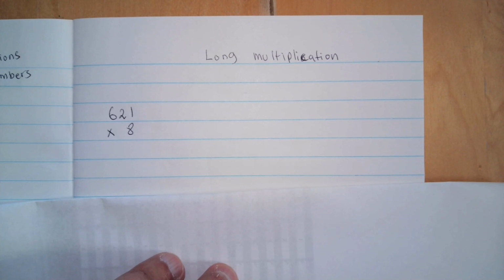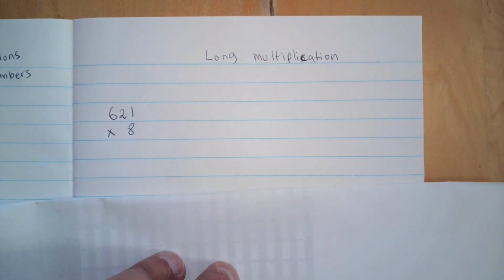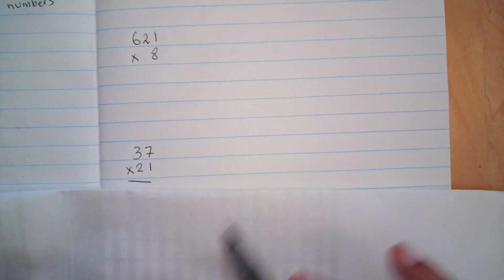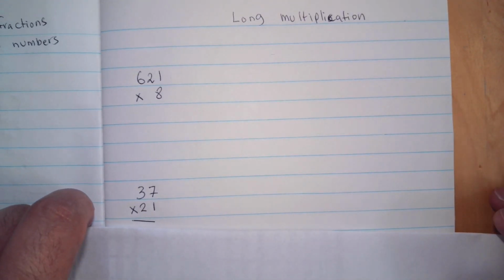Hello, fourth graders. This is Mr. A, and we are reviewing long multiplication. It is a fourth grade standard that you, my dear students, are able to multiply a multi-digit number by one digit and a two-digit number by a two-digit number. So in this video, we're going to review both of them.